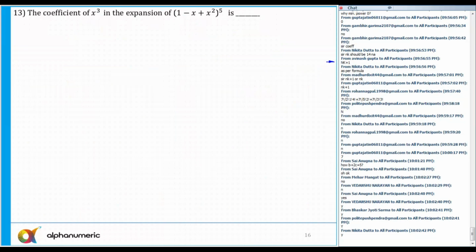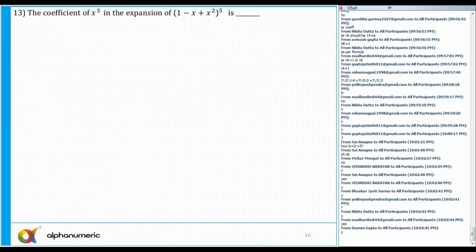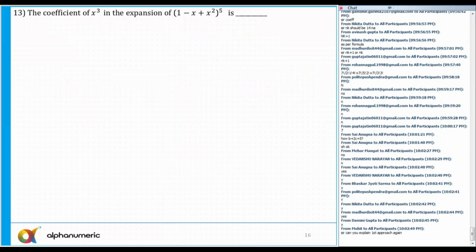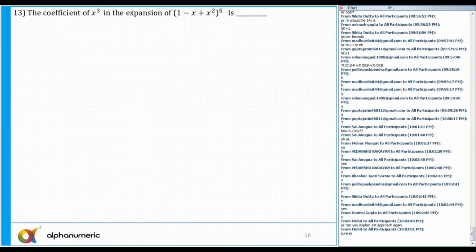Try question number 13. Find the coefficient. Mohit, in the last, you can ask me, okay? Try solving question number 13.